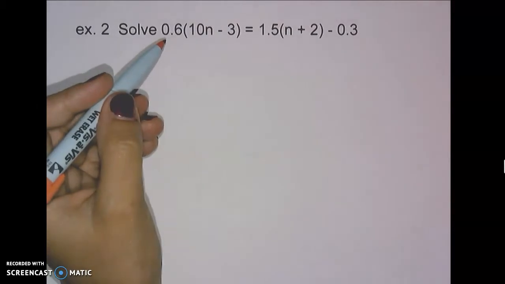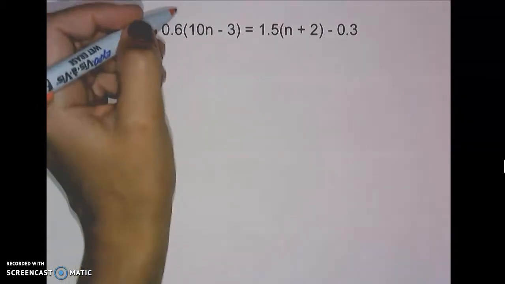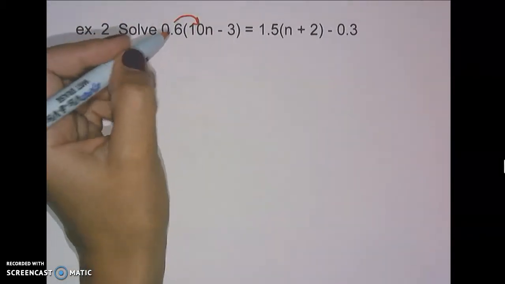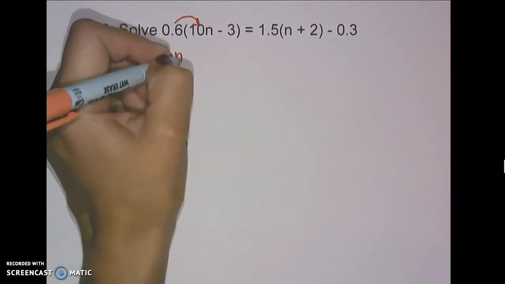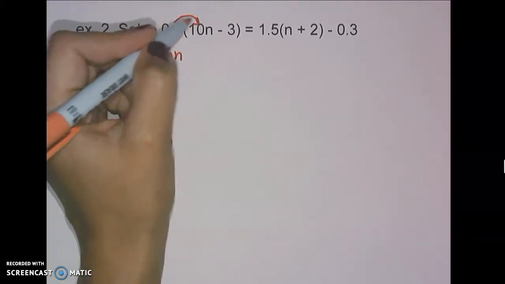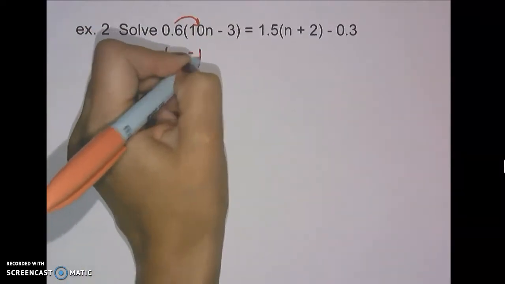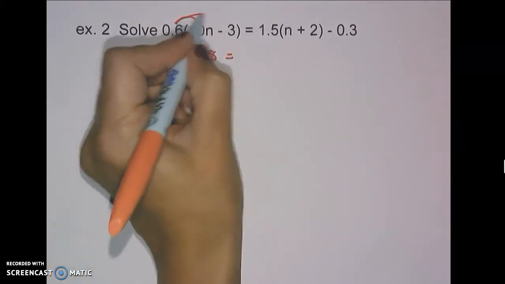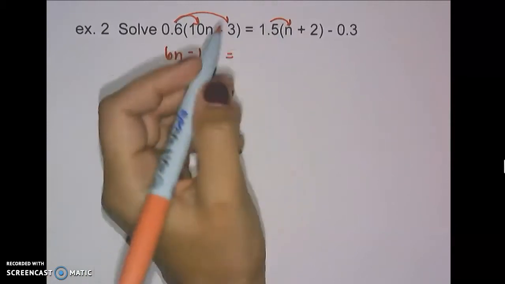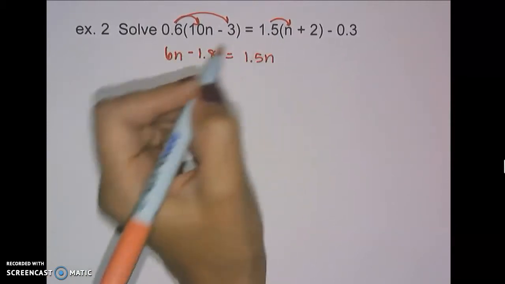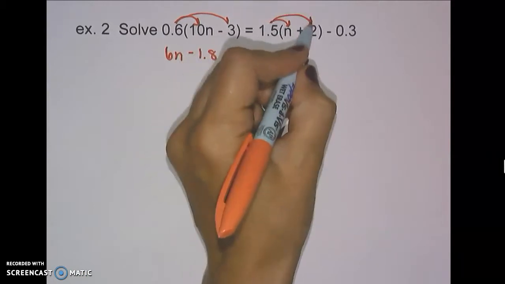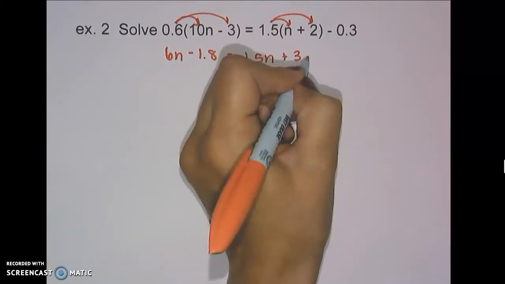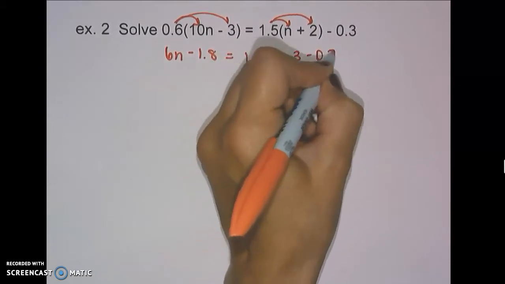So I see parentheses here on both sides, so I'm going to go ahead and do that, where I'm going to distribute this 0.6 in on the left-hand side. 0.6 times 10n is 6n. 0.6 times -3 is -1.8. On the other side of the equals sign, we're going to take that 1.5 and distribute it in. So 1.5 times n is 1.5n. 1.5 times 2 is 3. And then this 1.5 doesn't go to this minus 0.3, so we're just going to carry that along.